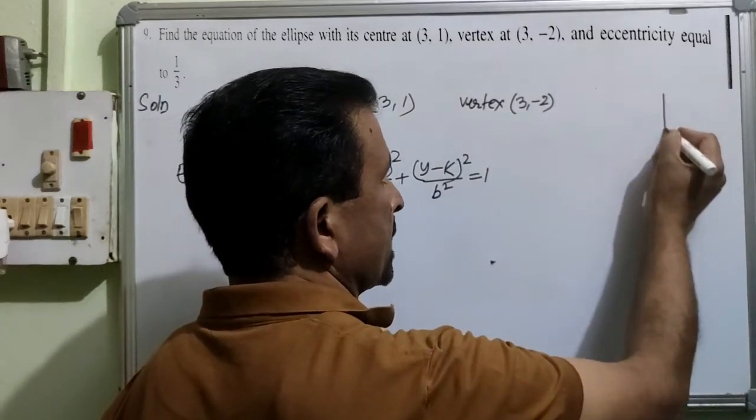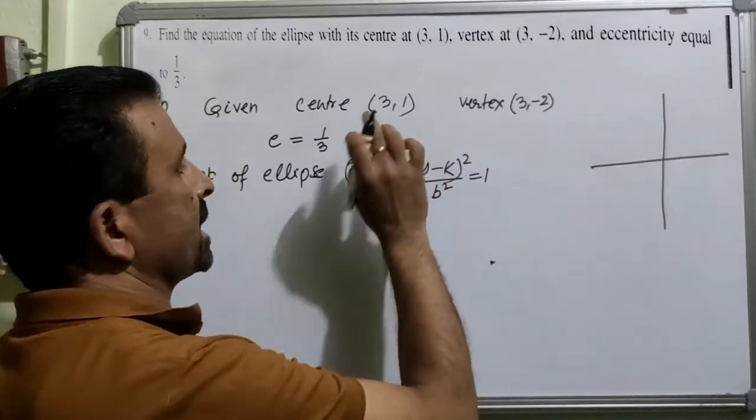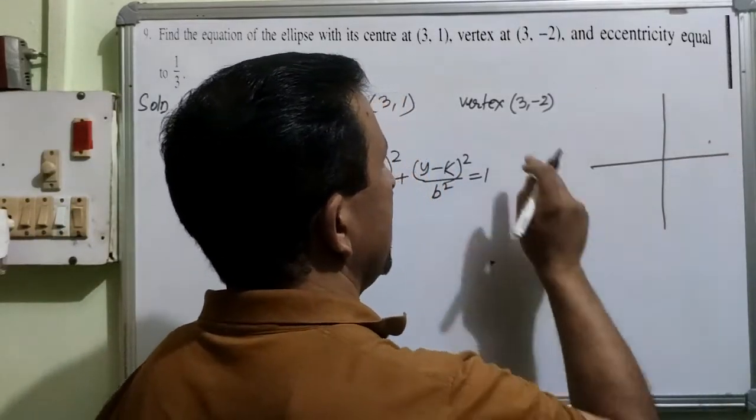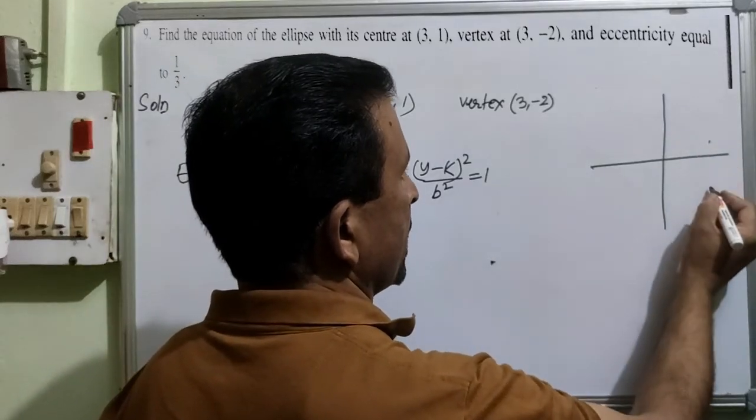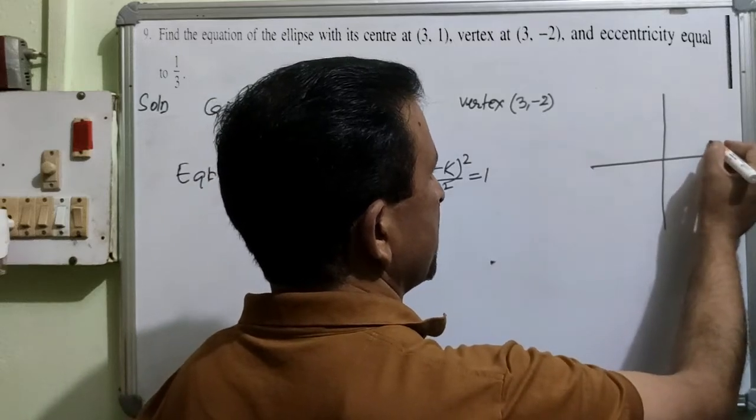Suppose this is the coordinate. This is your coordinate X and Y coordinate, right? The center is at 3, 1. So at 3, 1, somewhere here, right? And the vertex is at 3, minus 2. So 3 and then minus 2 somewhere here, right? So this is the vertex and this is your center, right?